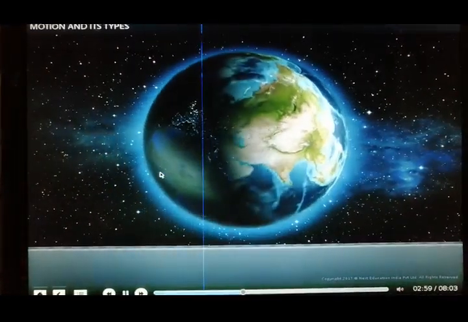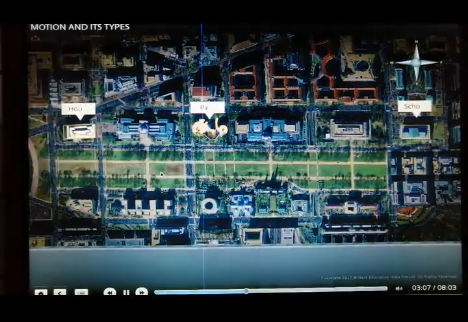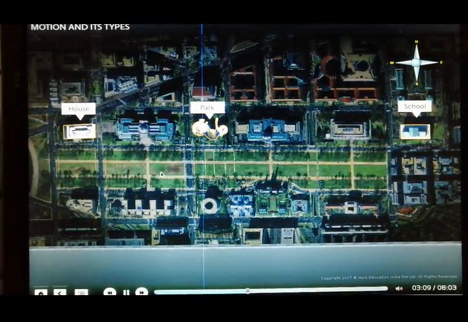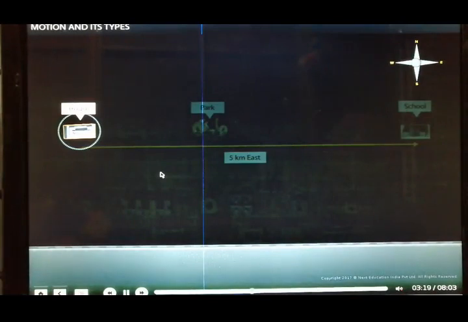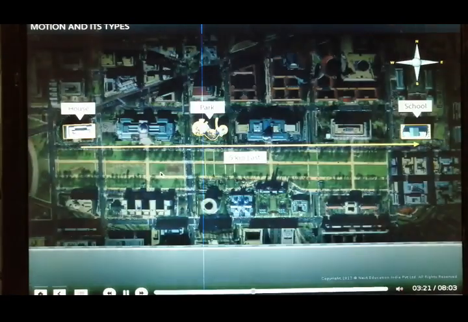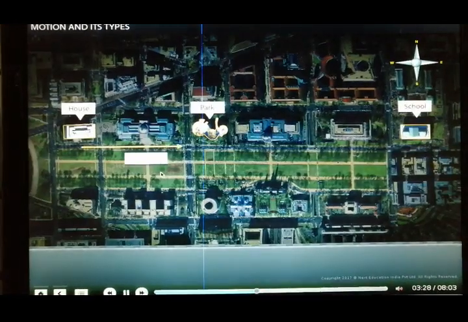We learn that motion and rest are relative. When an object moves, its position changes with time. To locate the position of an object, we take a reference point. For example, if your school is situated 5 kilometers east from your home, the reference point considered is your home. This reference point becomes the origin. Similarly, when you say the park is situated 2 kilometers east from your home, your home once again becomes the origin.